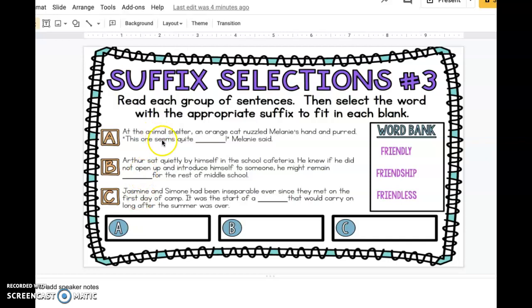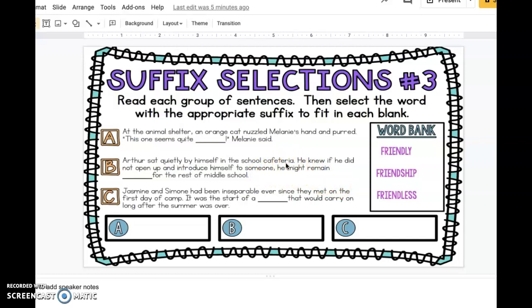And if I were you, I would reread the sentence just to make sure that it makes sense. I always double check and sometimes even triple check. This one seems quite friendly. Sounds good. Arthur sat quietly by himself in the school cafeteria. He knew if he did not open up and introduce himself to someone, he might remain friendly for the rest of middle school. He might remain friendship for the rest of middle school. He might remain friendless.